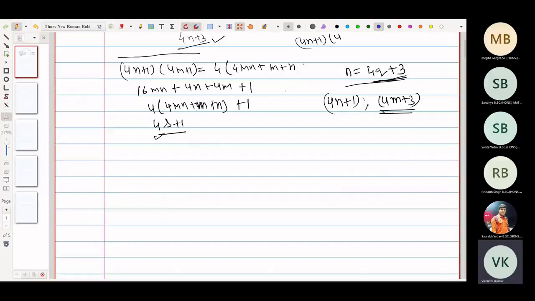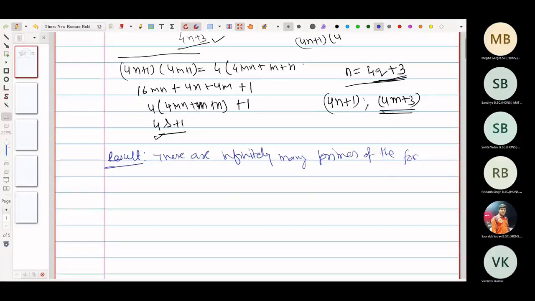The next result is that there are infinitely many primes of the form 4m plus 1. You can prove it in a similar fashion, or there are some different proofs also. You can try it out.